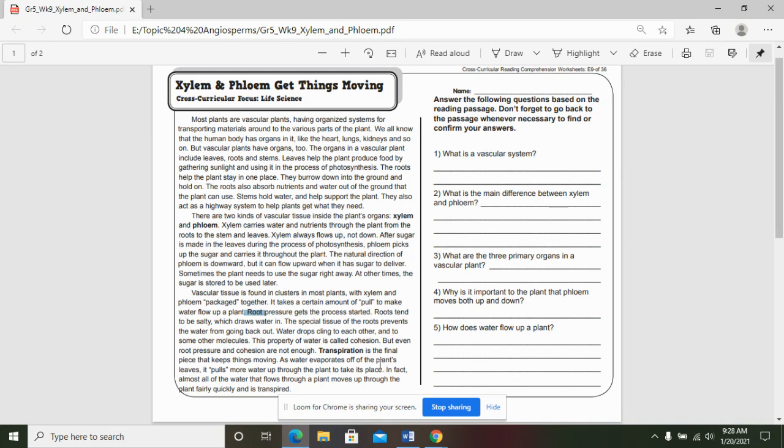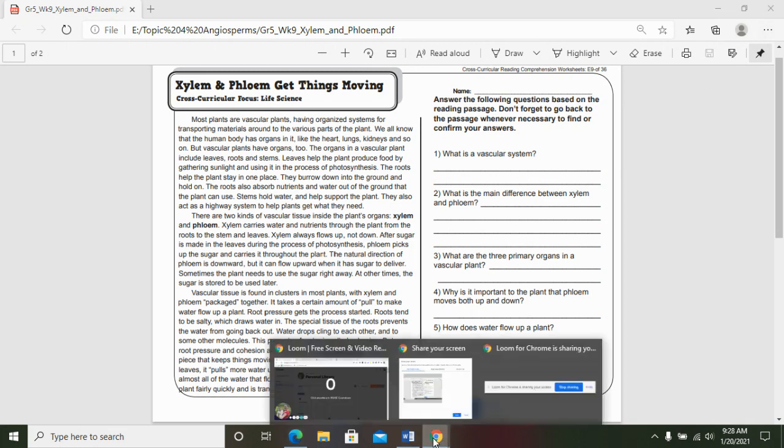And how does water flow up a plant? That is going to be with transpiration. Transpiration is going to pull the water up the plant as it's evaporating. Okay, so that's it. There are only 5 questions on that particular worksheet.